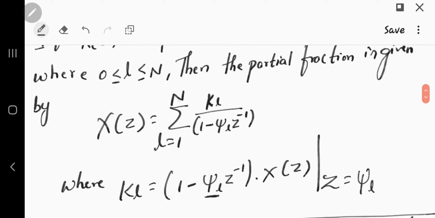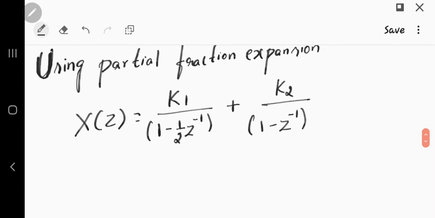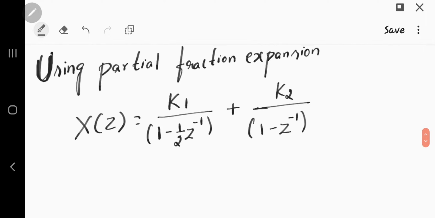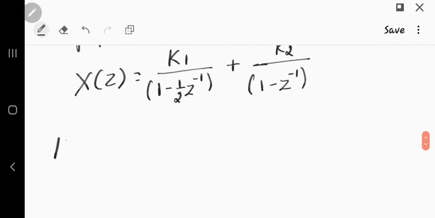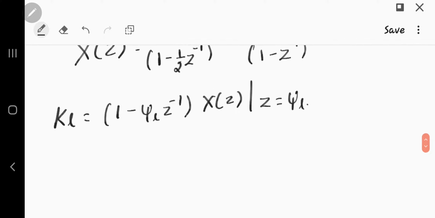So that's why you will have two unknowns. If you expand this, l is equal to 1 to 2, k1 by 1 minus psi l z inverse plus k2 divided by 1 minus psi l z inverse. So we have written the two factors here. Now we have to find k1 and k2. Just for reference, I am writing this kl is equal to, how to find this kl? 1 minus psi l z inverse into X of z, where z takes the value of psi l.